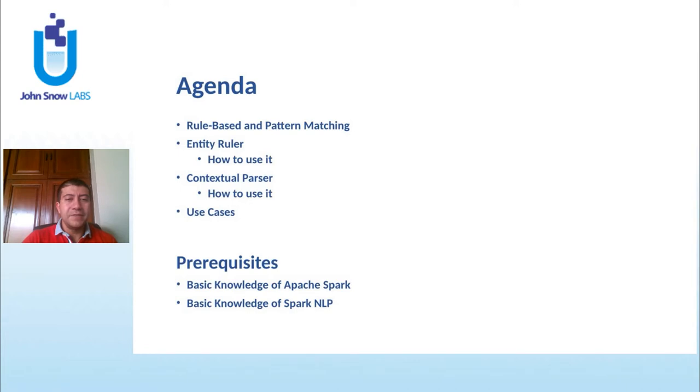Okay, the agenda for this webinar. First, we will talk about rule-based and pattern matching. Here we are going to review the definition of these terms and how we apply it on Spark NLP. Then we will take a look at entity ruler. We will talk about this annotator and how to use its features. Then we will talk about the contextual parser, this annotator also, and how to use its features. And at the end, we will see some use cases where we can apply any of these annotators.